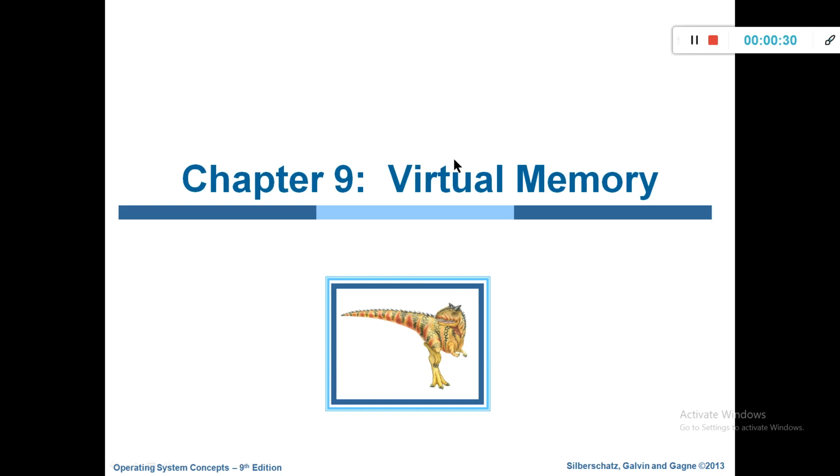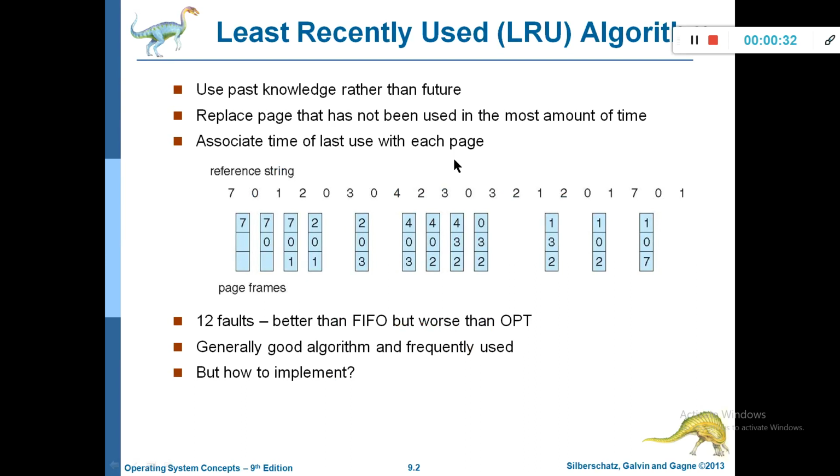In the optimal page replacement algorithm, it is difficult to implement, but it is efficient and good compared to the LRU and first in first out page replacement algorithms. And in the previous lecture, we have seen how to use the least recently used algorithm for replacing the page. Here we are replacing the page that has not been used for the longest amount of time. Those pages are going to be replaced.